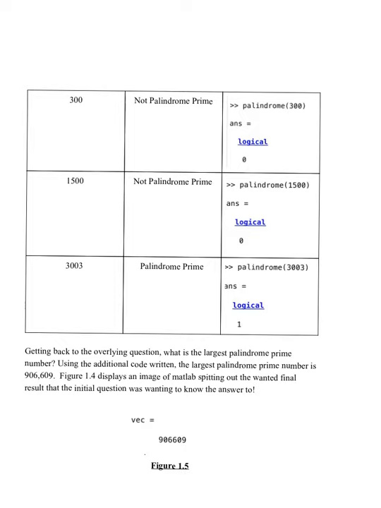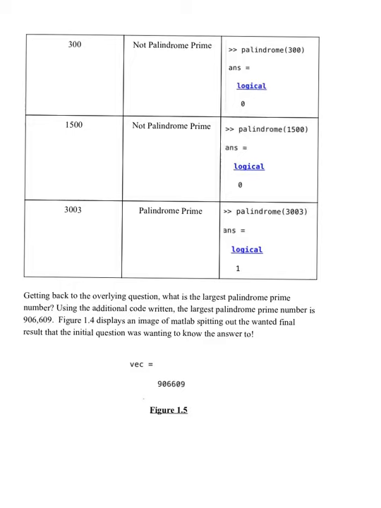So if we go back to the overlying question, what is the largest palindrome prime? It is 906,609, and this right here was the computer. Figure 1.5 is the computer outputting that value within it.